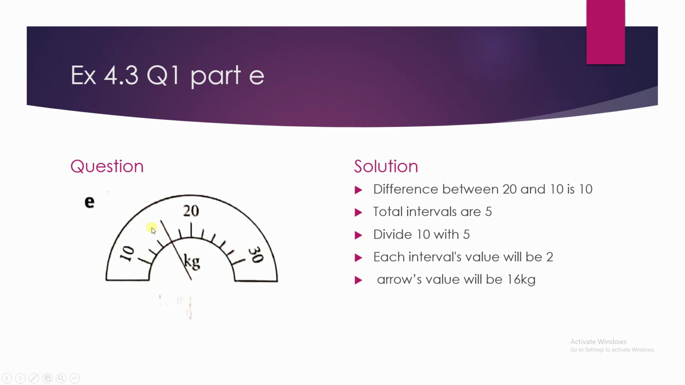As your arrow is in between 10 and 20, you will start from 10 from this side and add 2 to 10. So adding 2 to 10, that is 12, 14 and 16. As your arrow is here, your arrow's value will be 16 kg and you will write 16 kg here.